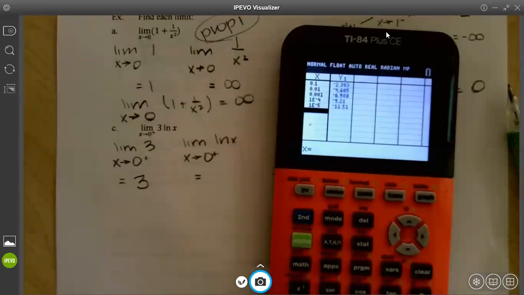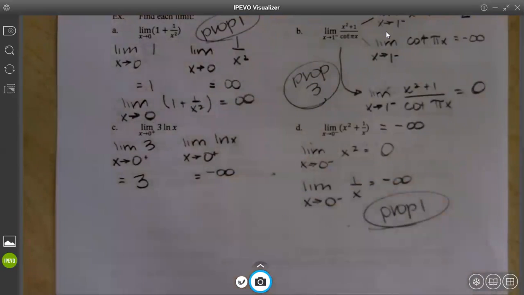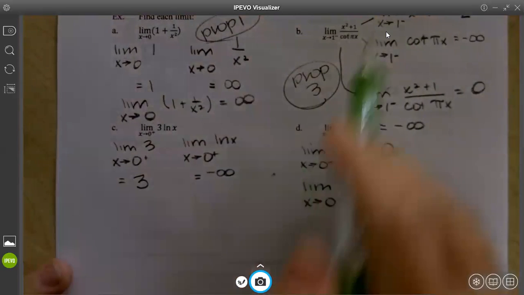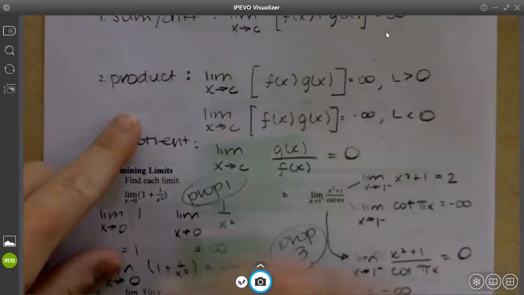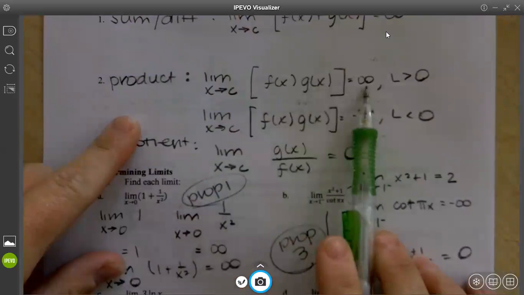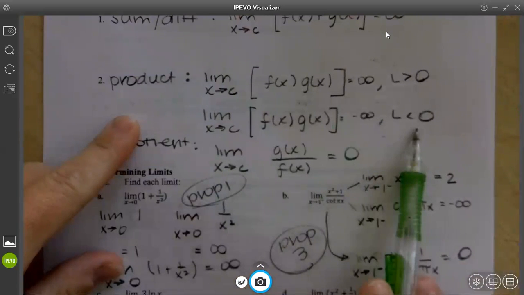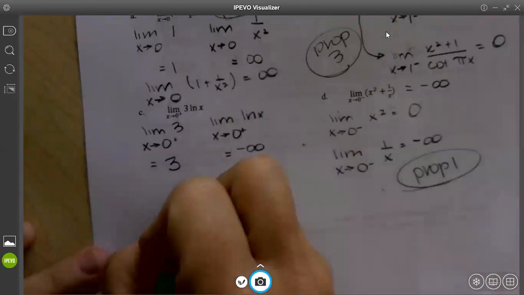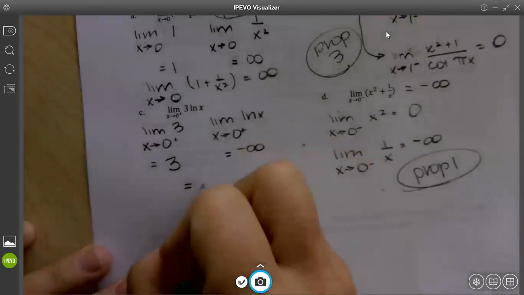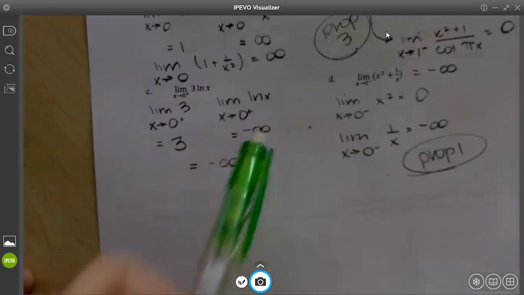Everybody see that? So be careful. Sometimes your graph will limit you to that. So watch those LNXs. We know that those are weird ones. So this one actually goes to negative infinity. So then by the property, the product property says f of x times g of x is going to be positive infinity if the limit is greater than 0, and then if the limit is less than 0, this one is going to be negative infinity because that limit is less than 0.